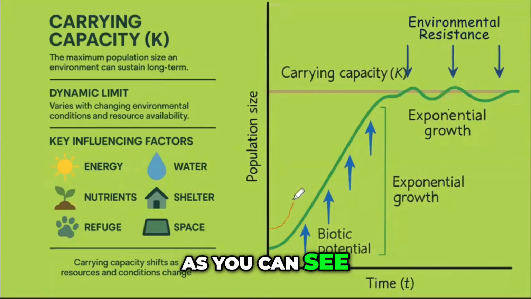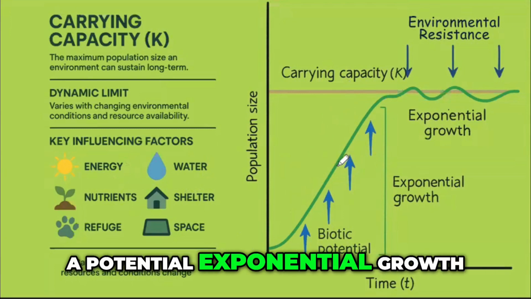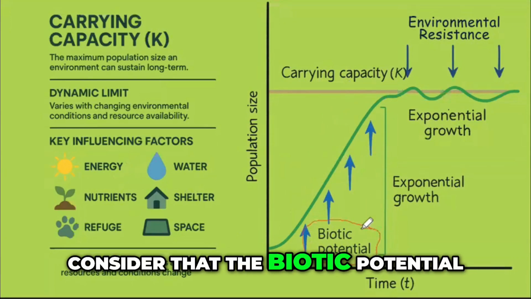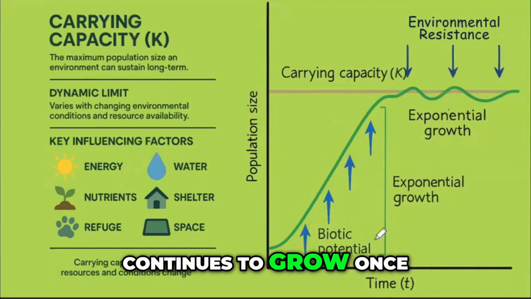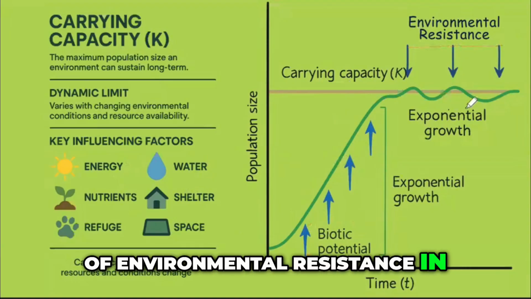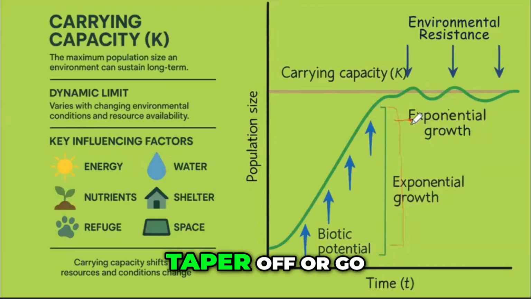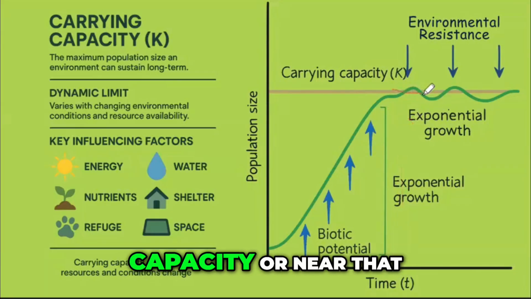As you can see, there is a J shape starting off like potential exponential growth. And that's because we consider that the biotic potential, the life potential, continues to grow until we have some sort of environmental resistance, in which the exponential growth that we once had is going to then taper off or go up and down once it reaches the carrying capacity or near that.